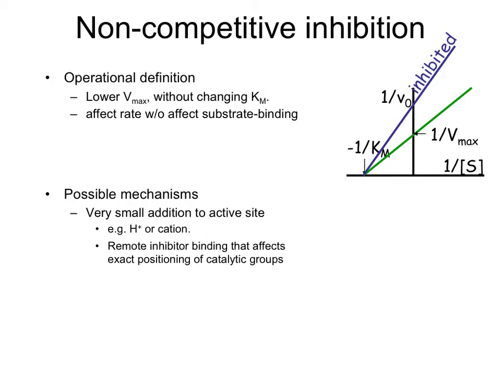So in addition to competitive, there is non-competitive inhibition. Again, this is the enzyme without any inhibition. And here is what happens when you have a non-competitive inhibitor. Your Km is not changed. However, you're lowering your Vmax, as shown here. So it's affecting the rate without affecting the substrate binding. Some possible mechanisms for this are a very small addition to the active site, like a proton or cation, or inhibitor binding that affects the exact positioning of catalytic groups.